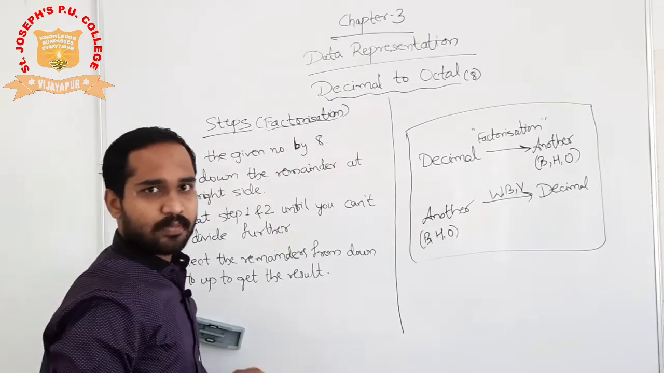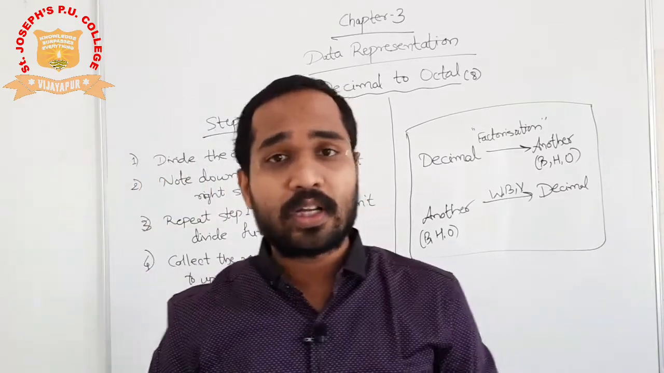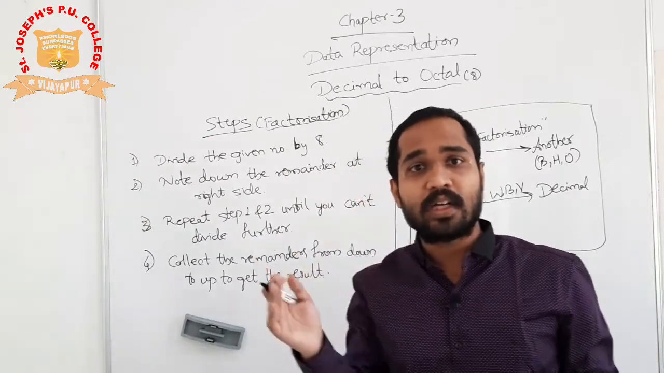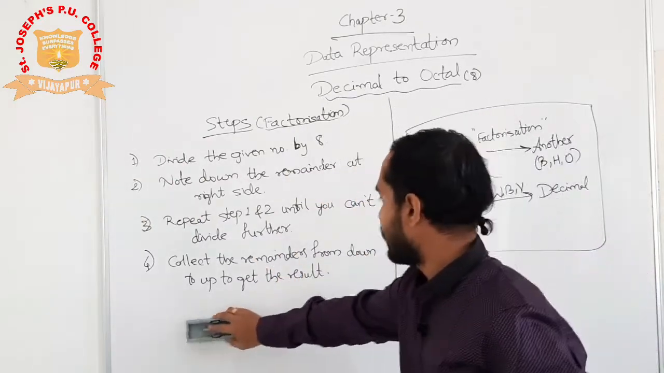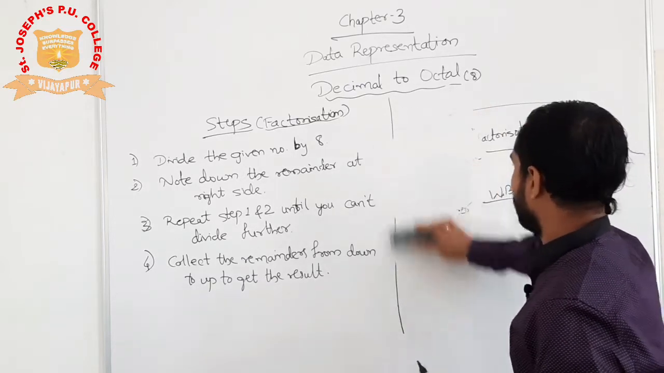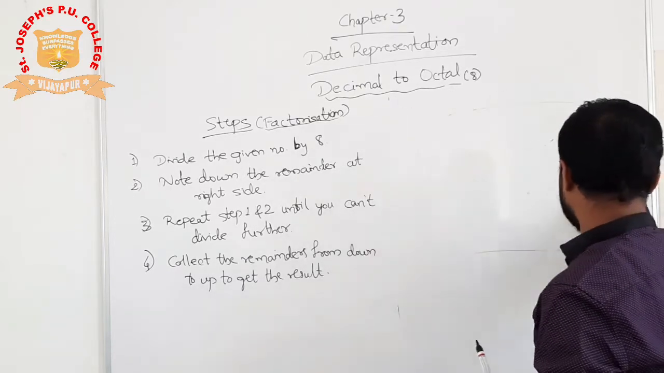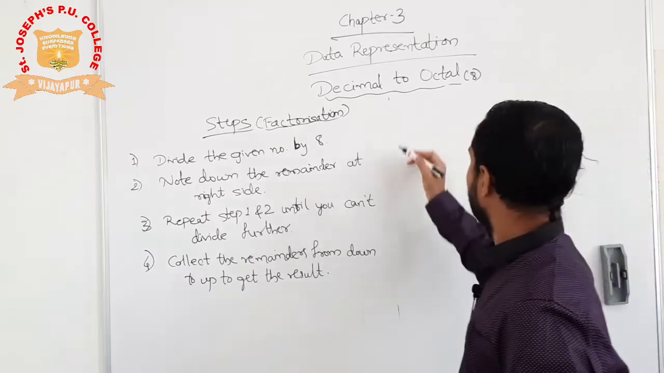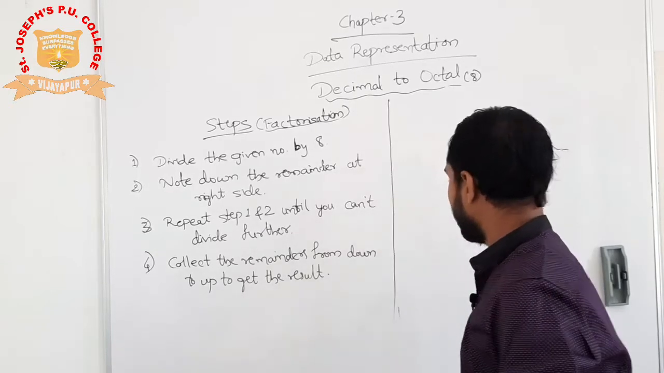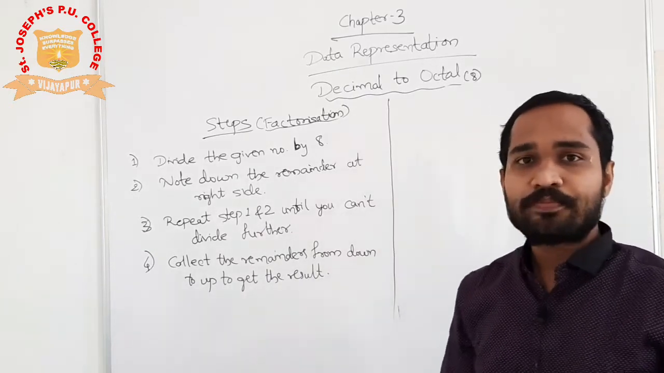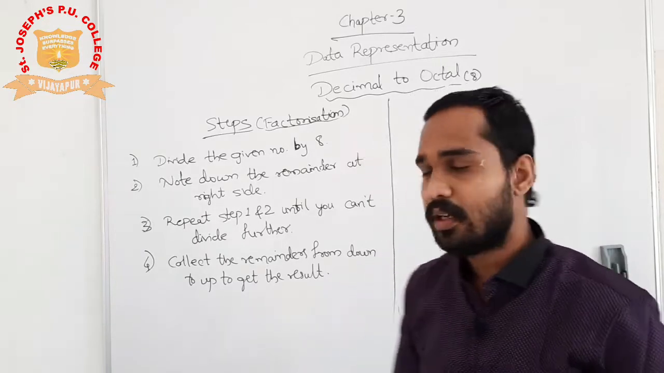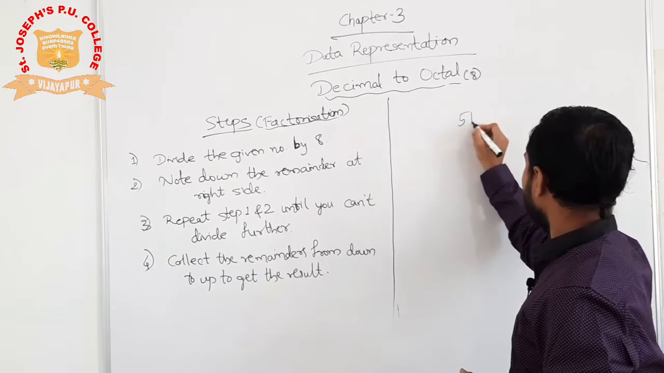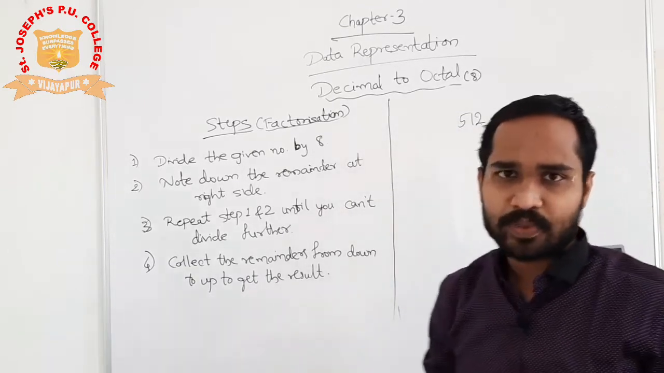Shall we solve some examples now? Fine. So what are we doing now? We have got a decimal number, we want to convert it to octal. So the factorization method we have to follow. Fine. So give me a number. Take any number of your choice, your date of birth or your year of birth, anything, and you have to convert it to octal. Okay, so can we take a number, say 512? This is a number 512.